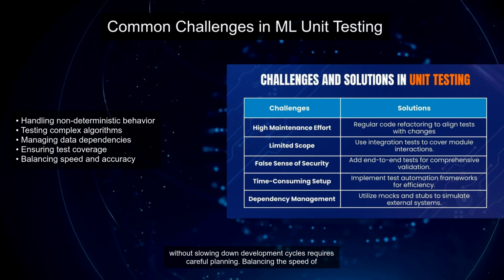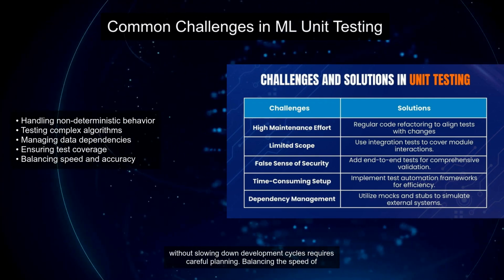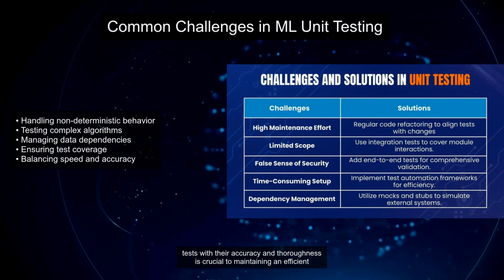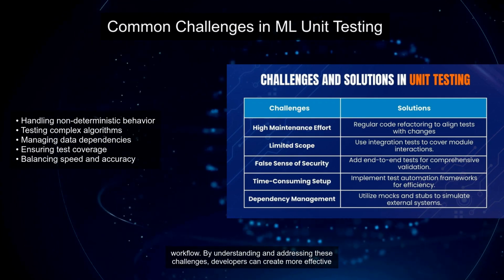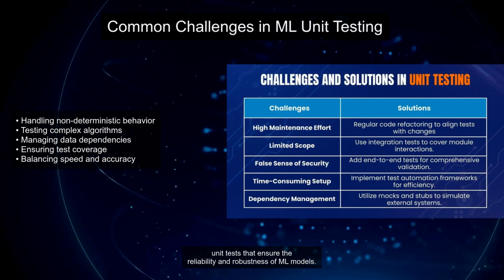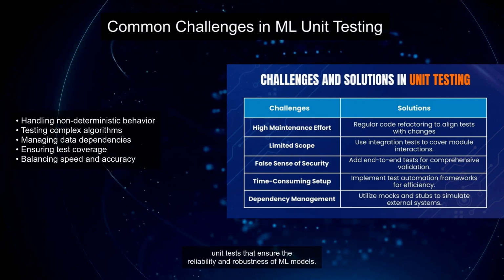Ensuring comprehensive test coverage without slowing down development cycles requires careful planning. Balancing the speed of tests with their accuracy and thoroughness is crucial to maintaining an efficient workflow. By understanding and addressing these challenges, developers can create more effective unit tests that ensure the reliability and robustness of ML models.